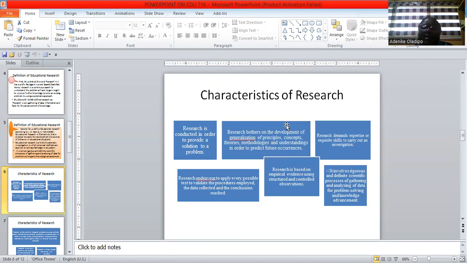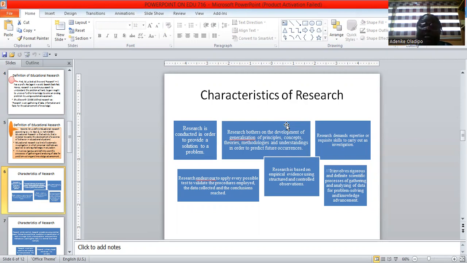Let us now look at characteristics of research. What are the features of research? Earlier on, we said there must be problems, there must be challenges to be solved. So one characteristic of research is to provide a solution to a problem. Research is basically conducted in order to solve a problem.